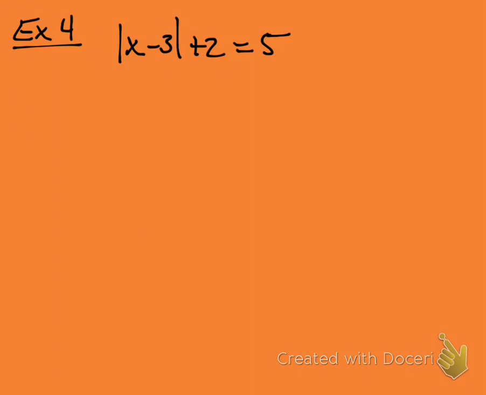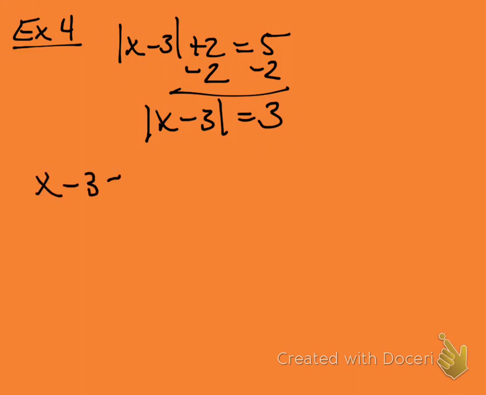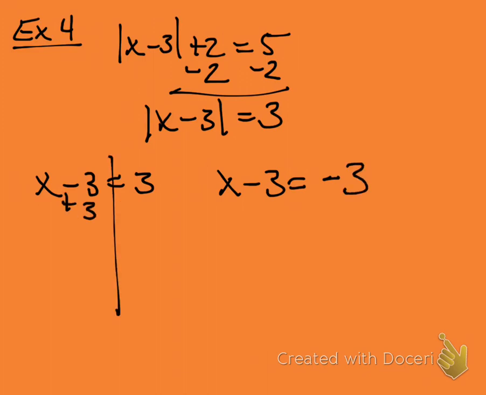Okay, so again, I've got the absolute value, but then I've got this other thing. Let's get rid of that other thing, and then we will divide up our absolute value and make two equations. 5 minus 2 is 3. Now, I know that x minus 3 could equal 3, or x minus 3 could equal negative 3. Here we go. Let's solve them both. Add 3, add 3.